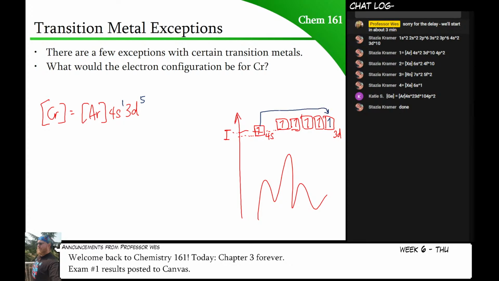Now, why did this happen? Your textbook doesn't really talk about this, but what I can tell you from higher level chemistry classes is that when you put electrons into orbitals, they tend to sink, because electrons are attracted to the nucleus, and the nucleus lives down here, right?